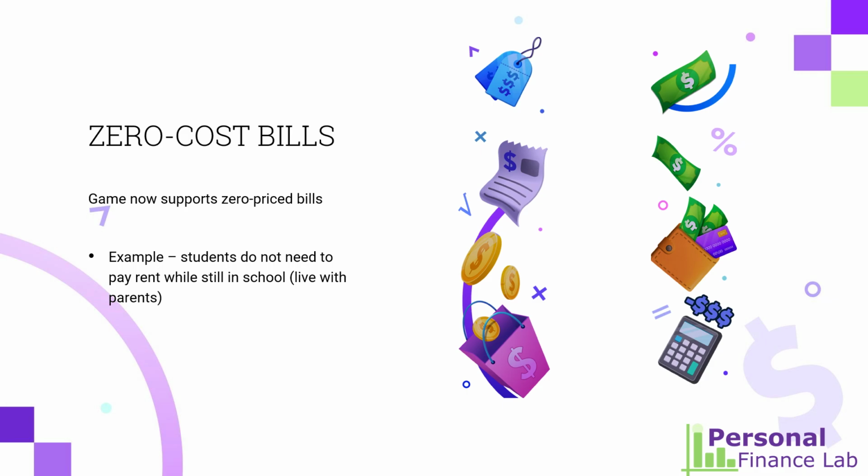This kind of worked before, but it actually introduced some errors where there are some events in the game that might give a student a discount on a bill, in which case they'd have a negative amount due. So that will no longer be the case. You can now set any bill you want to zero and the game will properly handle it.